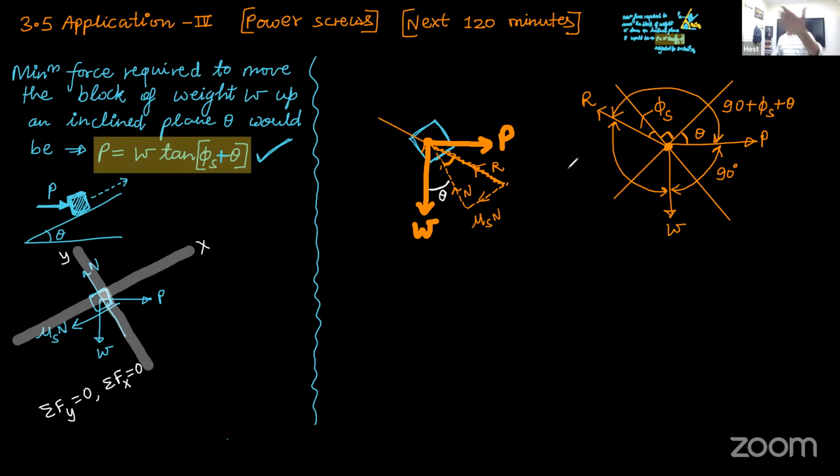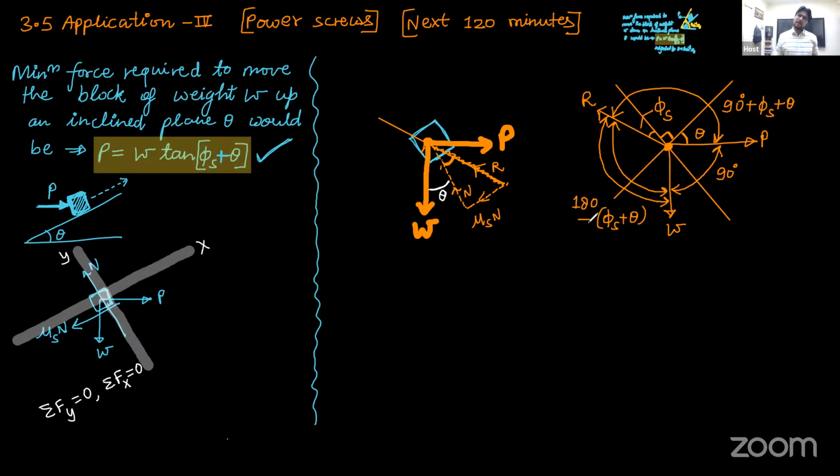W upon other two angles. I need this angle. So this angle will become 360 and 180 becomes minus. So 360 minus 180, that becomes 180 minus (phi s plus theta). This is the angle between W and R.